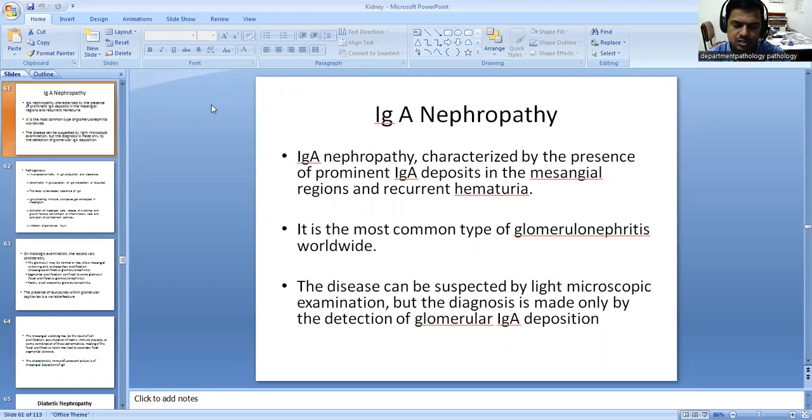IgA nephropathy, also known as Berger disease. It is characterized by the presence of prominent deposits in the mesangial regions and recurrent hematuria. It is the most common type of glomerulonephritis worldwide. The disease can be suspected by light microscopic examination, but the diagnosis is made only by the detection of glomerular IgA deposition.